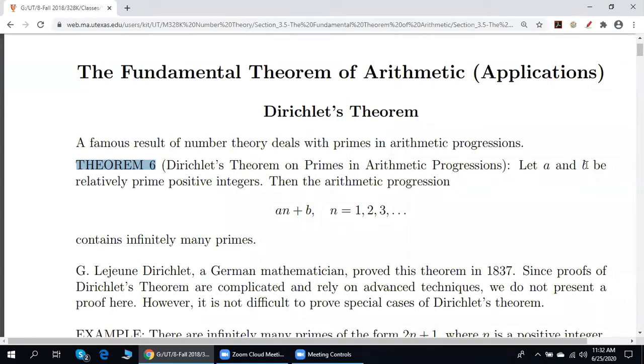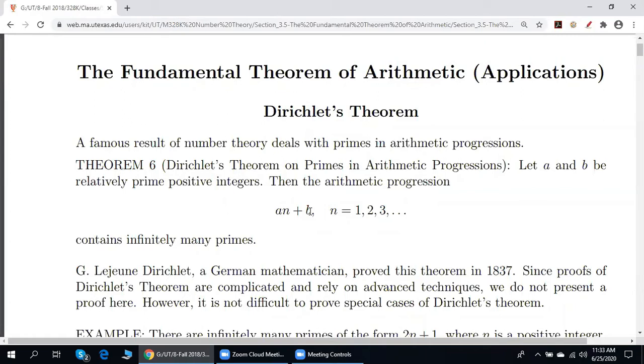Let a and b be relatively prime positive integers. So the greatest common divisor of a and b is 1. Then the arithmetic progression an plus b contains infinitely many primes.